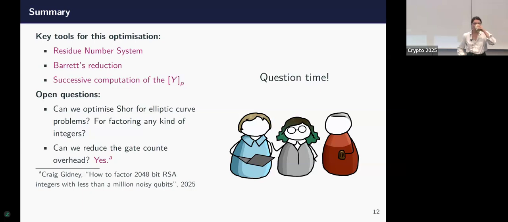We have time for one quick question. You can go to the microphone in the front.